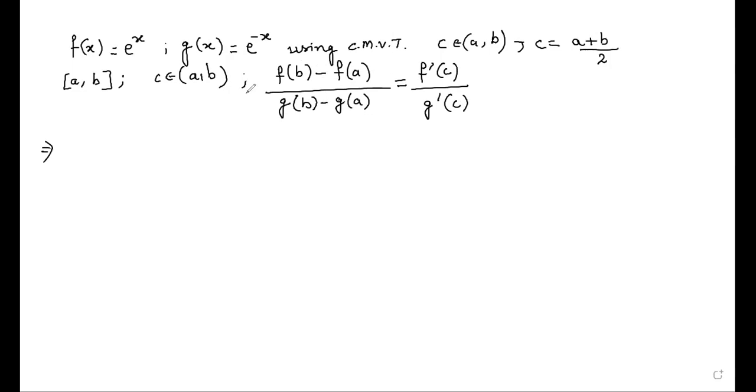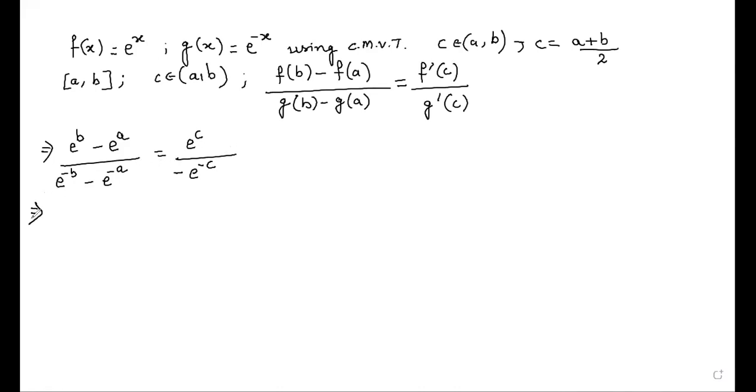In this relation, what is FB? If Fx is e to the power of x, FB is e to the power of B minus FA, which is e to the power of A, divided by GB, which is e to the power of minus B, minus GA, e to the power of minus A, equals F dash C. What is F dash X? F dash X is e to the power of X, so it is e to the power of C, divided by G dash C, minus e to the power of minus C. Now just simplify to get the value of C.